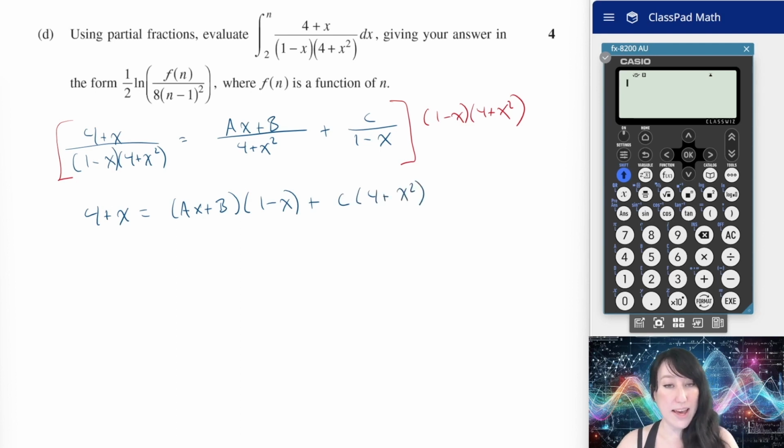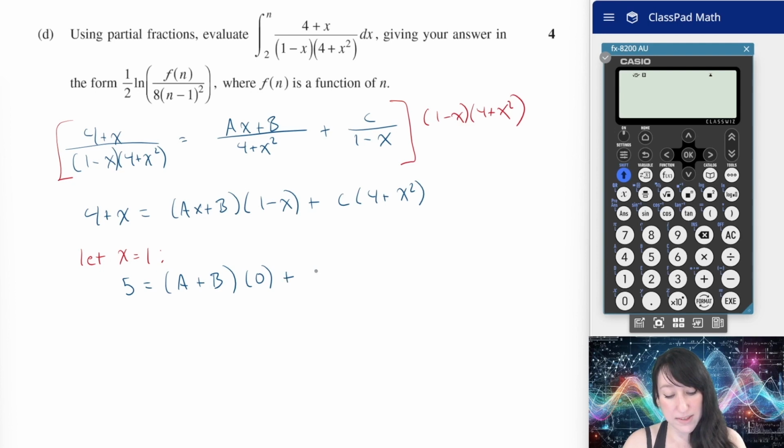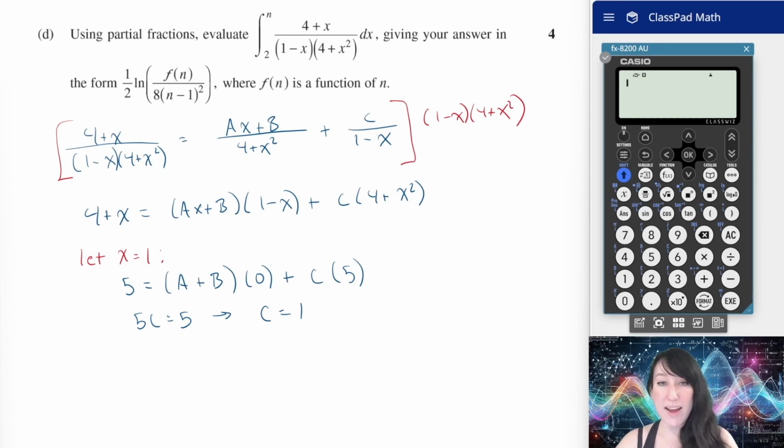Then I start with letting x be a number that will make one of the factors 0, such as x equals 1. The left-hand side will be 4 plus 1, which is 5. The right-hand side will be a times 1 plus b times 0 plus c times (4 plus 1) squared, which is 5. This simplifies to 5c equals 5, which gives us c equals 1. Now, we're out of brackets that could be 0, so we'll pick another number for x, something simple like x equals 0.